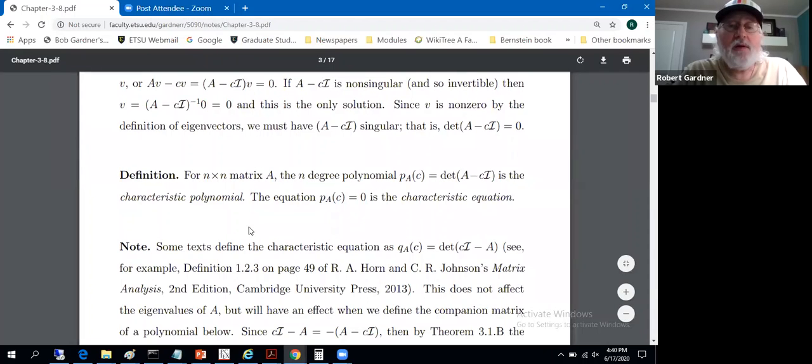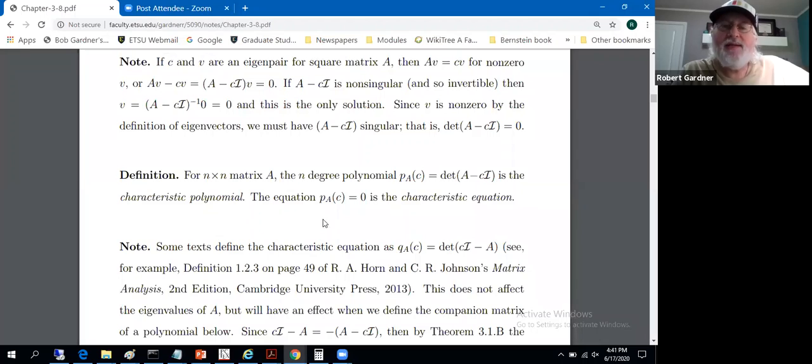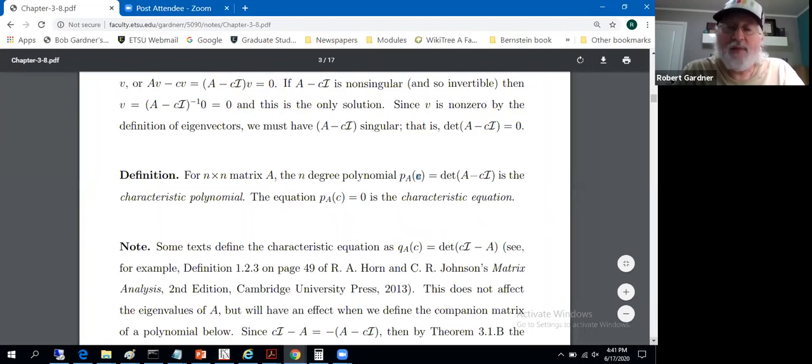For an n by n matrix A, the n-degree polynomial of C, determinant of A minus C times I, is called the characteristic polynomial, just like it was in linear algebra. Setting the characteristic polynomial equal to 0 is called the characteristic equation. So p sub A for matrix A, P for polynomial, and think of C as an unknown. And this is how you compute eigenvalues in the setting of linear algebra.